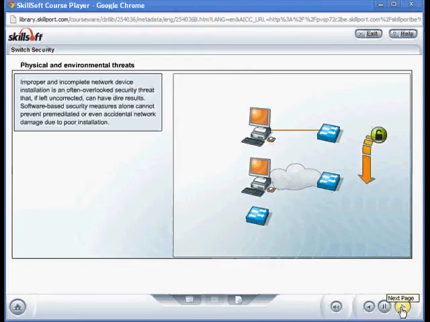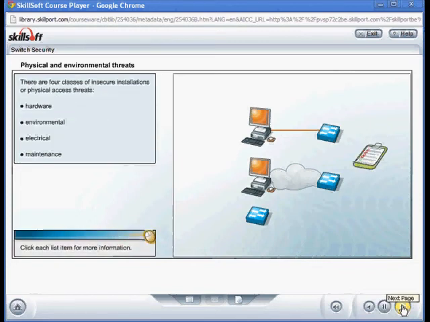Improper and incomplete network device installation is an often overlooked security threat that, if left uncorrected, can have dire results. Software-based security measures alone cannot prevent premeditated or even accidental network damage due to poor installation. There are 4 classes of insecure installations or physical access threats: hardware, environmental, electrical, maintenance.